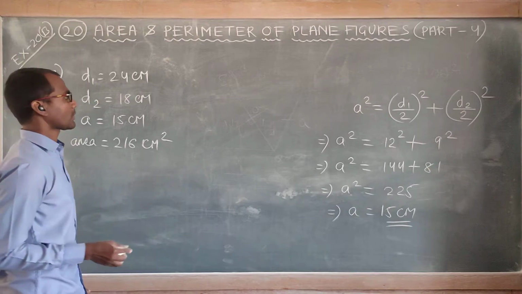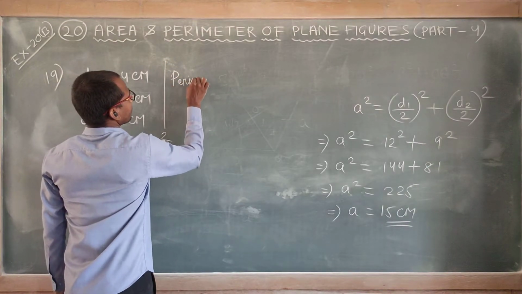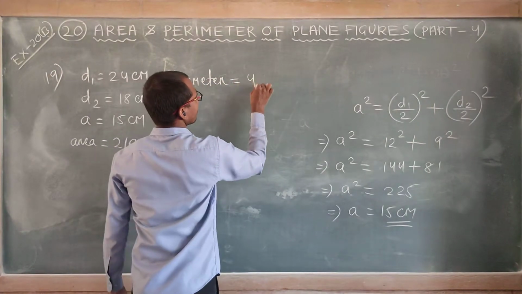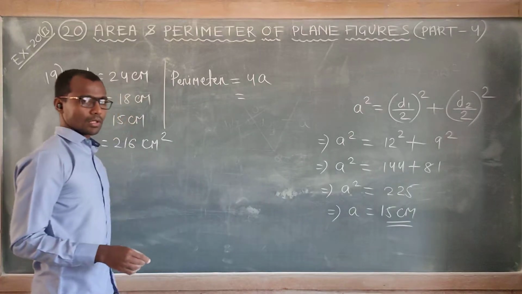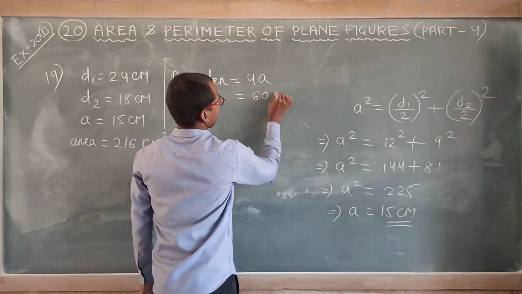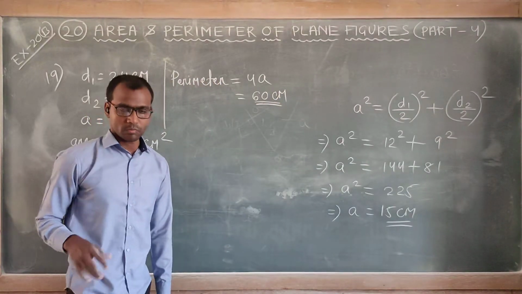So the side of the rhombus is 15 cm. Okay, we got the side. Now we can easily find the perimeter. Perimeter is equal to 4 into side, so 4 into 15 is equal to 60 cm. This is the perimeter of the rhombus.